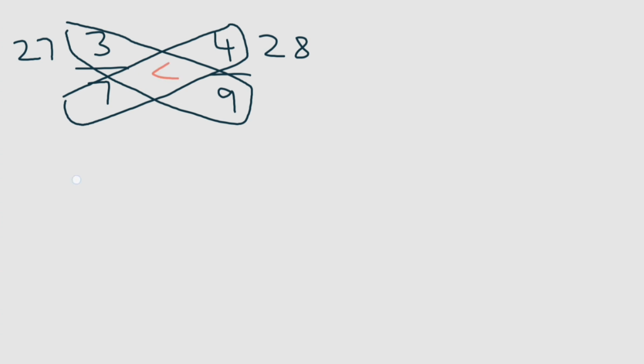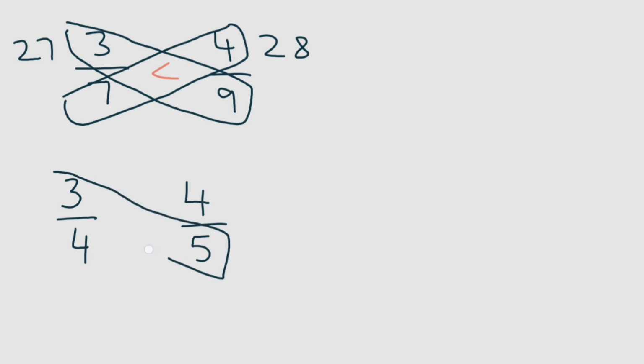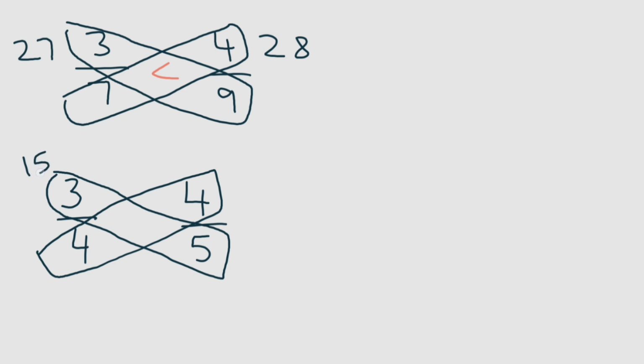Next problem is 3/4 and 4/5. Let's compare the two fractions. So we're going to cross multiply. We're going to multiply 3 and 5, and then we're going to multiply 4 and 4. So 5 times 3 is 15, and 4 times 4 is 16.